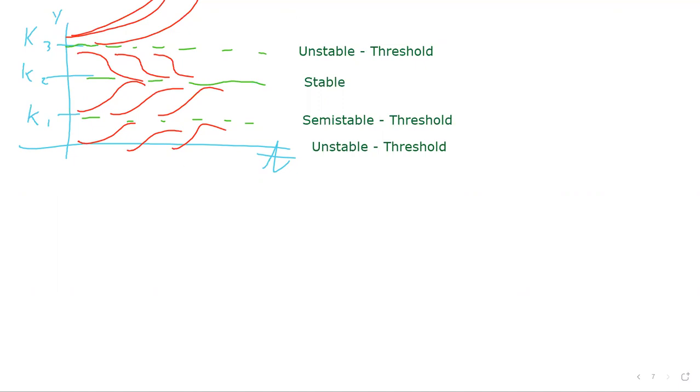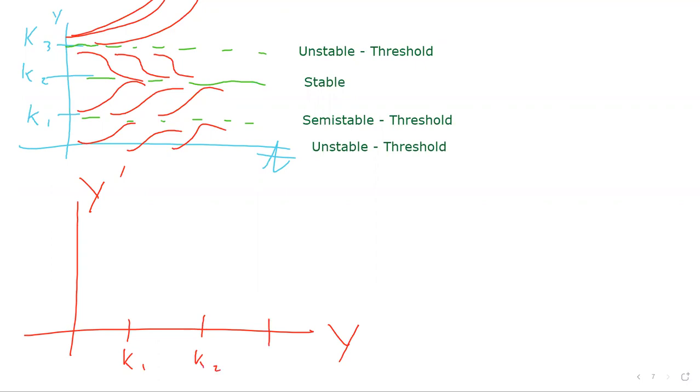Now, if we're going to draw our phase line off of this, there's y prime, there's y. We're going to have our K1, our K2, our K3. When we are between 0 and K1, we're going up to K1. Then in here, we're going up to K2, and we're also going to K2 from above, and then we're going away from K3.